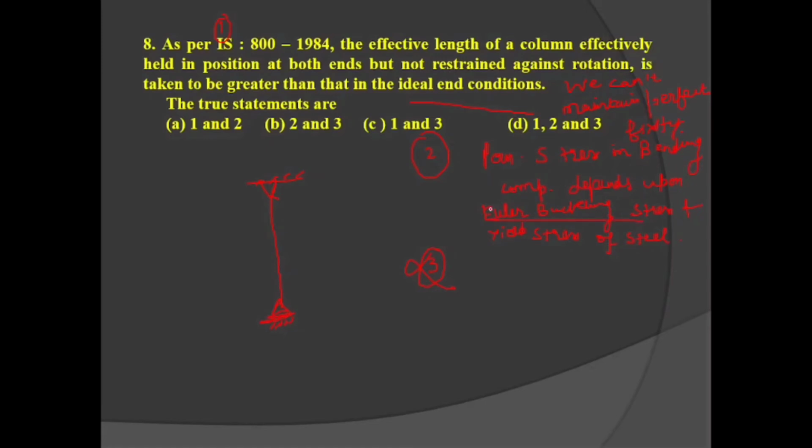Obviously, the bending compression stress FCC depends upon pi square E by lambda square, so on the Euler buckling stress as well as the yield stress of the steel, because lambda depends upon the square root of Fy by FCC. Okay, that is the final value. Now here, options 1 and 2 both are correct.